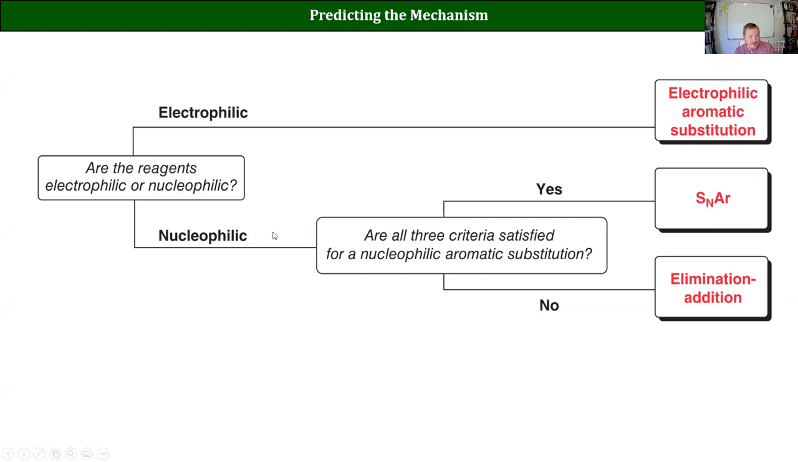If it's a nucleophile, then we basically look at those three criteria for the nucleophilic aromatic substitution. If it has all three of those criteria, nitro group, good leaving group, ortho para to each other, you go through that SNAr, that aromatic nucleophilic substitution. If it doesn't, you get elimination addition.